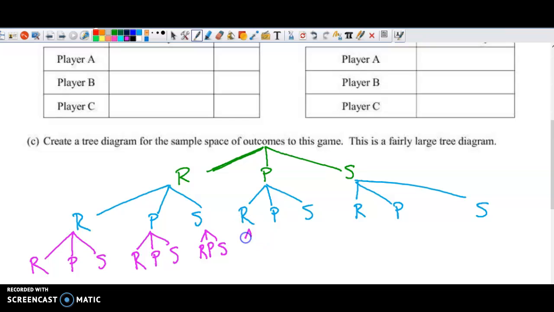I'm kind of getting tired of doing this. And I'm running out of space. I knew I was going to do that. Rock, paper, scissors.